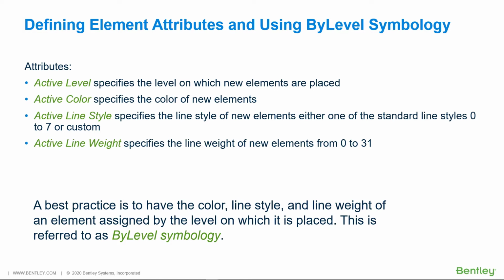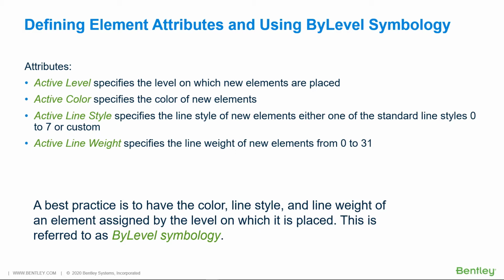The most important element attribute is the level on which an element is placed. You need to place the correct types of elements on the correct levels, as determined by your organization's standards. The display of levels can be turned on and off so you can see or print only the information you want. A best practice is to have the color, line style, and line weight of an element assigned by the level on which it is placed. This is referred to as ByLevel Symbology.